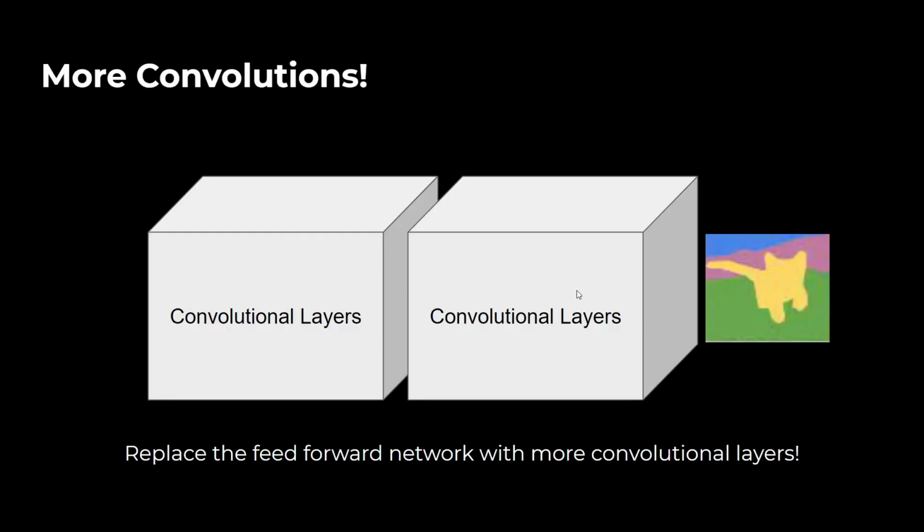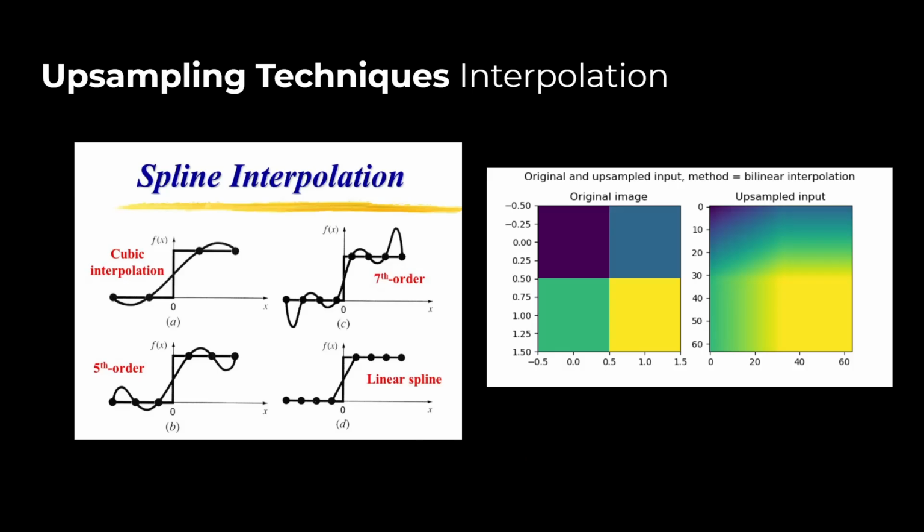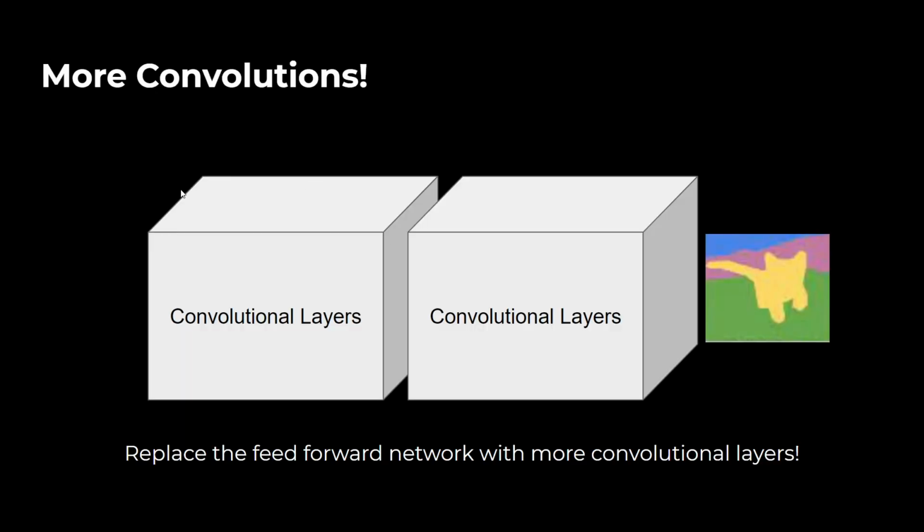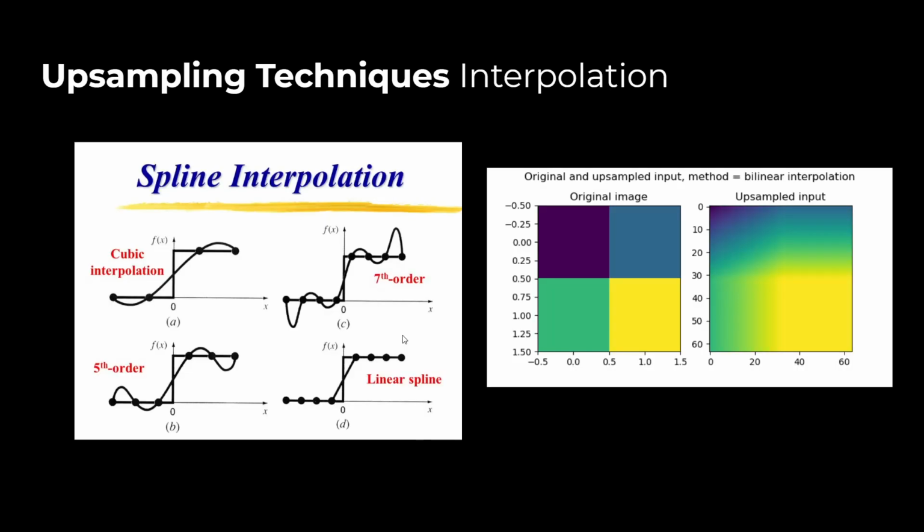But you have to be able to recover the original dimensions of the image so that you could classify each pixel of the image, right? Now, if your dimensions are very small after your first set of convolutional layers, you're going to have to recover it by doing what's called upsampling, right? And there are quite a few techniques to upsample an image.